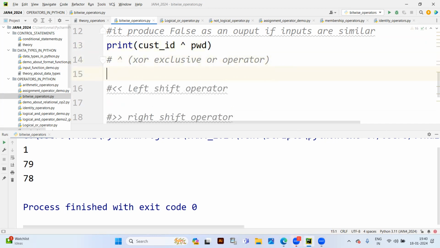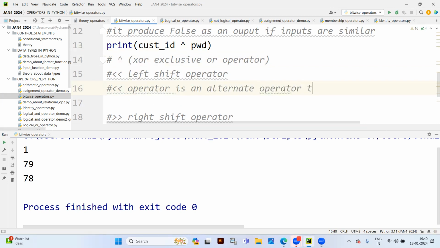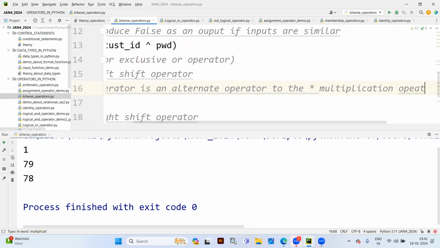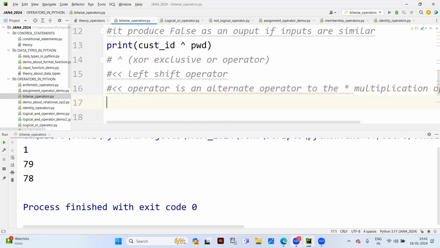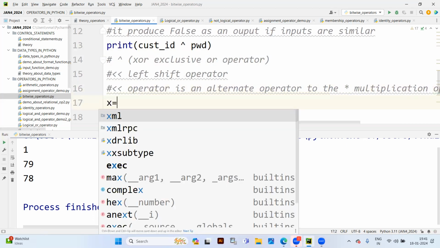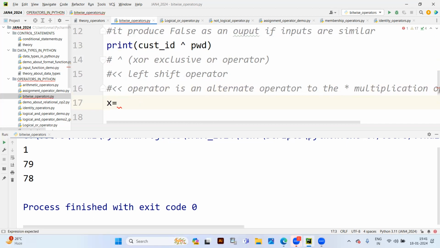So now let me talk about the left shift operator. The left shift operator is an alternate operator to the multiplication operator. Let us take an example. x is equal to 4.